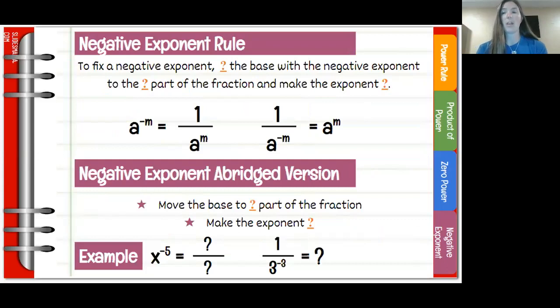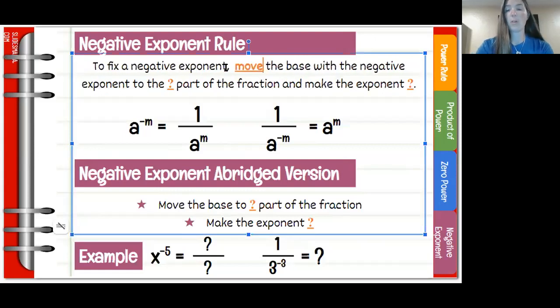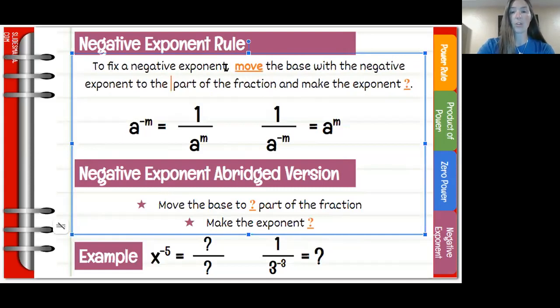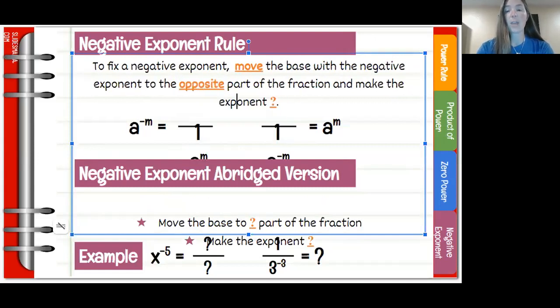This one is a little bit different. I remember a little ways back we talked about how we had a negative exponent and we didn't do anything with it. That's actually not allowed. You have to get rid of negative exponents when you're simplifying, but we weren't ready for that. Now we are. So to fix a negative exponent, you are going to move the base that has the negative exponent to the opposite part of the fraction, and then you're going to make the exponent positive.